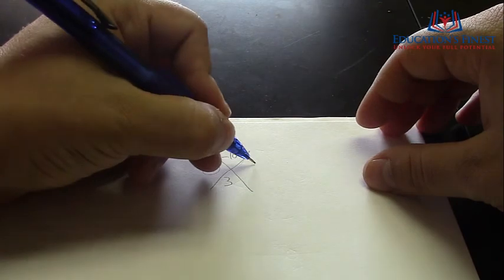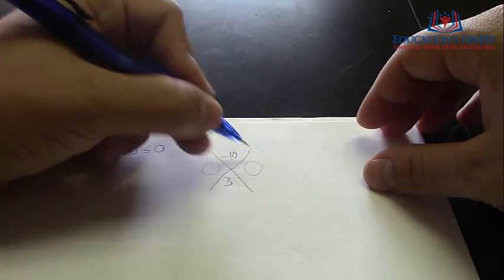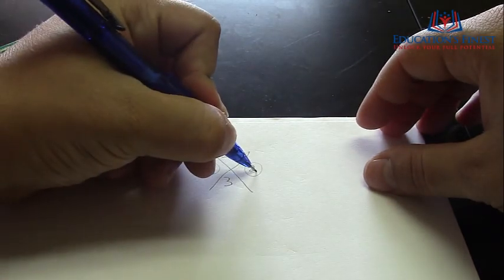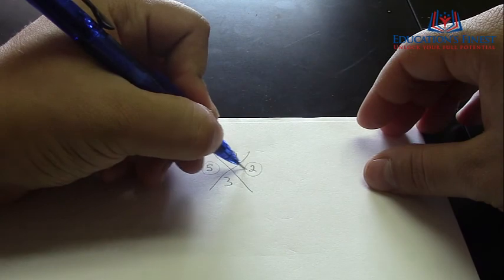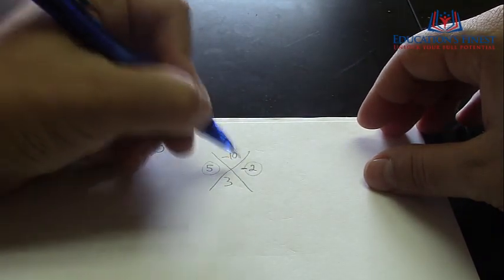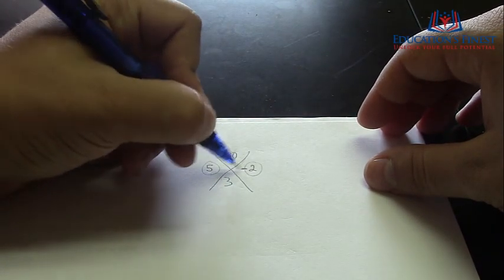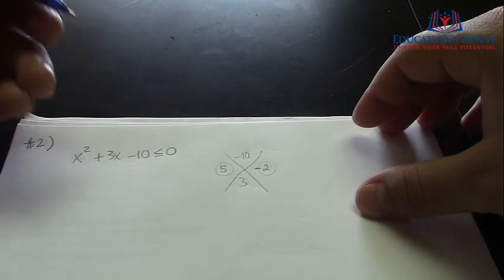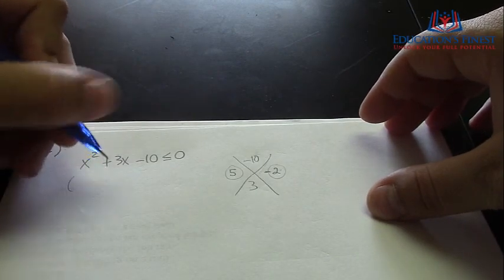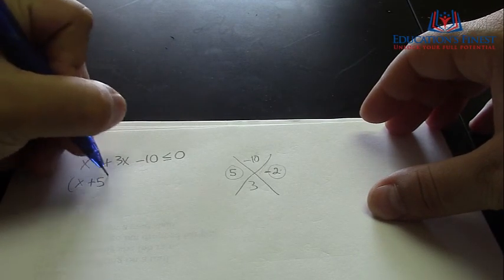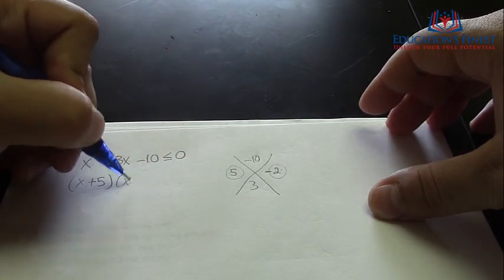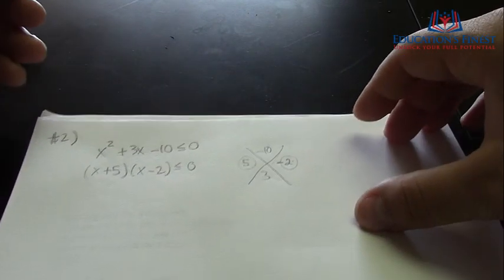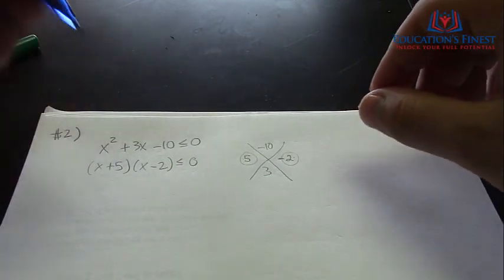Then you have to say what two numbers multiply to negative 10 but add to 3. Well, 5 and 2, but it has to be a negative 2 because 5 times negative 2 is negative 10. 5 minus 2 is 3. So that being said, you just plop those guys down. So you got x plus 5 and x minus 2 is less than or equal to 0, okay?